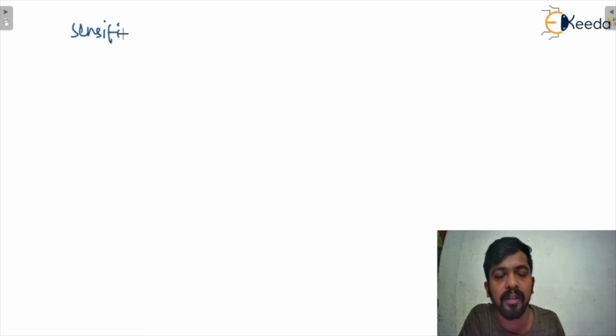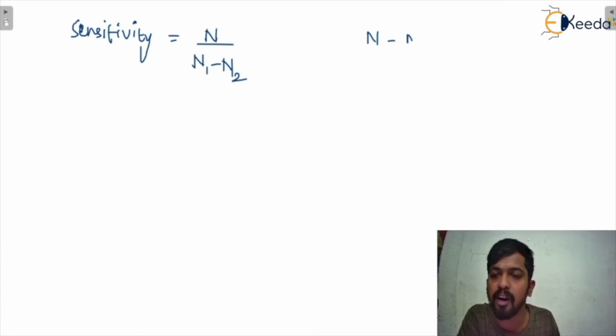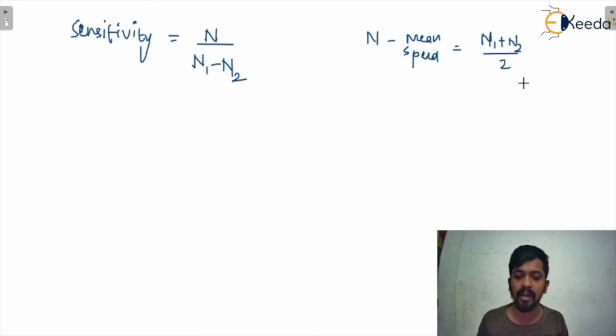When you remove the proportional sign, you will get n upon n1 minus n2, where n denotes the mean speed of the governor. Mean speed of the governor means it is equal to (n1 plus n2) by 2. Okay, this is the mean speed. In 60 to 70% of books generally the sensitivity formula is this, but what formula you are going to use in the examinations, I'm going to tell you.